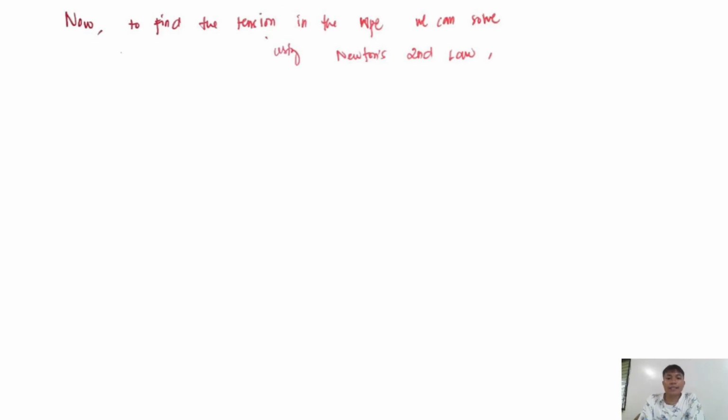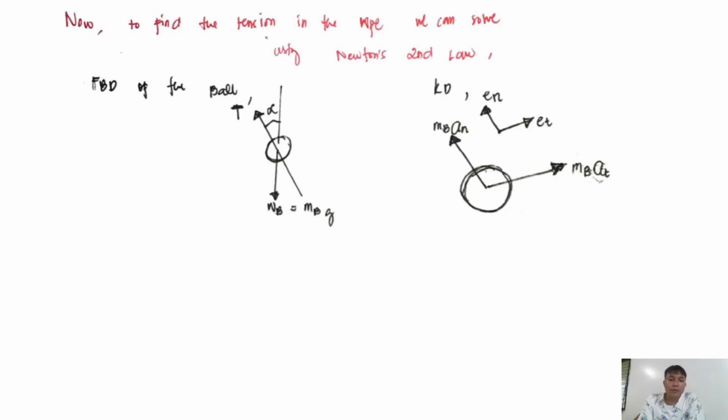So now, find the tension in the rope. We can solve using Newton's second law of motion. So we go back to Newton's second law of motion and the FBD of the ball. Here we have the acting forces on it. We have the weight of the ball or the sphere, WB is equal to mass times gravity. We have this alpha here, and the tension. For the kinetic diagram, we define En and Et, so MBAN and MBAT.